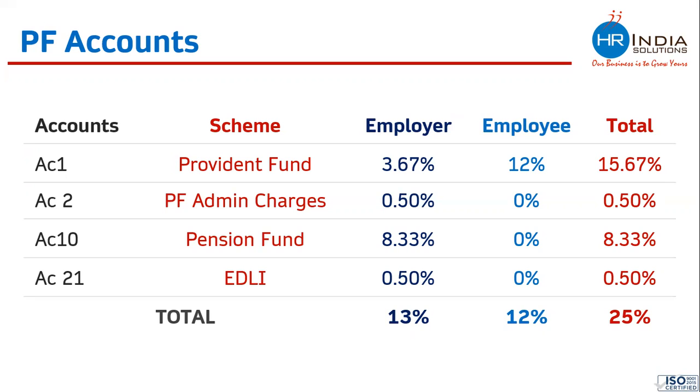Pension fund is getting accumulated with the contribution of the employer, and the employer is also paying some admin charges to the PF government, and is also paying your insurance premium of EDLI to the government. So the total contribution which goes to the PF government is 25%: 12% from the employee, and 13% of the employer share. Any query on this slide? No. Let's proceed.